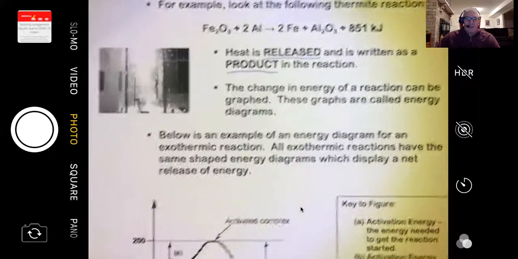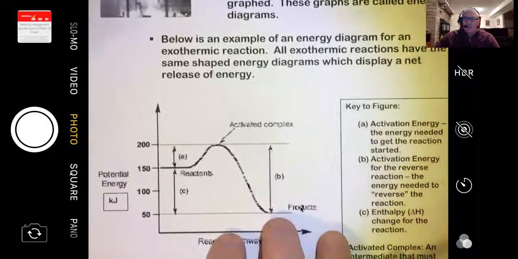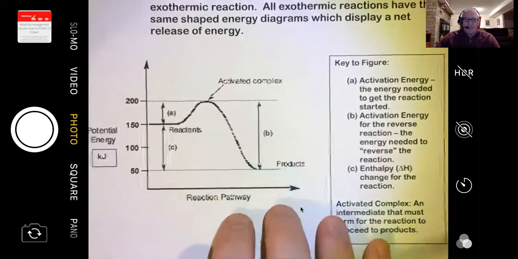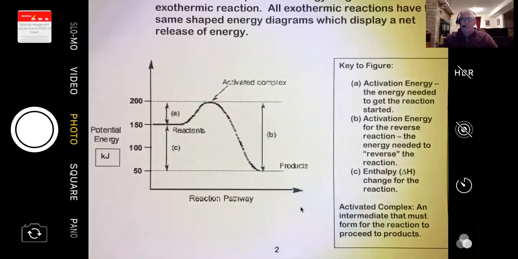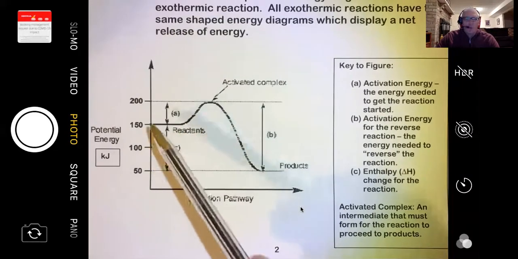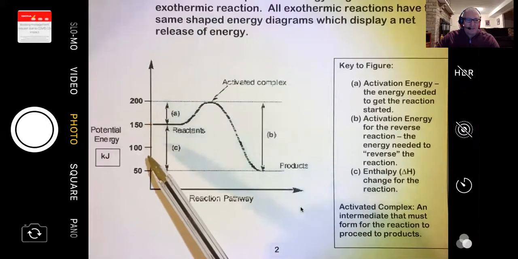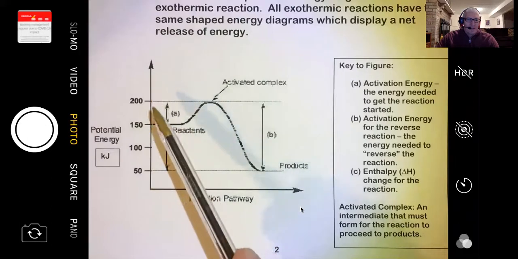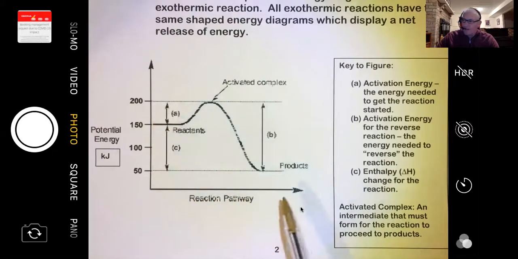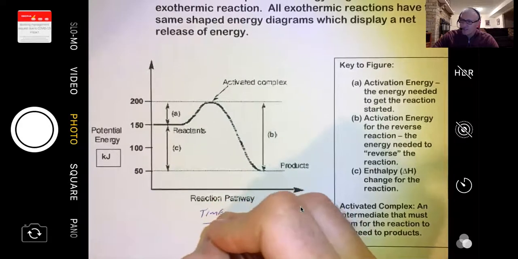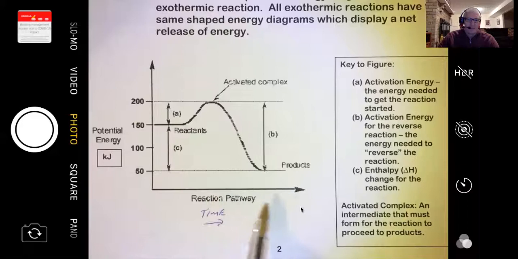Now, the other thing that I want you guys to be comfortable with is what we call an energy diagram. These are tricky for kids sometimes, so let's just walk through them real quick. So notice what's on the y-axis. We've got potential energy. This is the energy that's stored up in the chemical bonds. And reaction pathway, another word for that is just kind of time. As the reaction proceeds in this direction, time is moving in this direction.